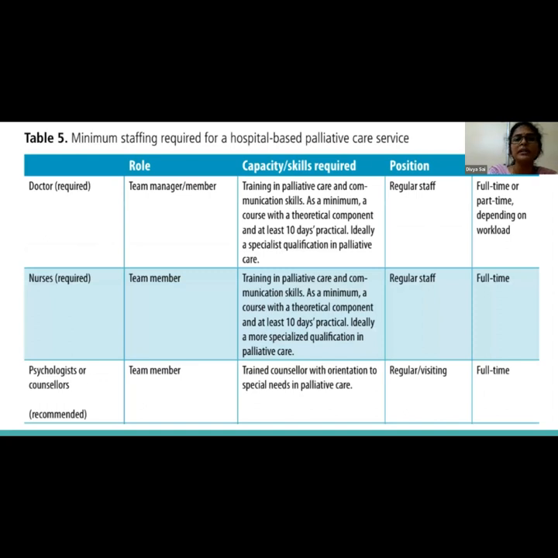So what is the minimum staffing that is required for a hospital-based palliative care service? Firstly, we need a doctor who is trained in palliative care and in communication skills, with a minimum course with a theoretical component and at least 10 days of practical training, and ideally a specialist qualification. The doctor has to be there full-time or part-time depending upon the workload. And nurses are required who are trained in palliative care for at least 10 days, and specialized training in palliative care is also preferred.